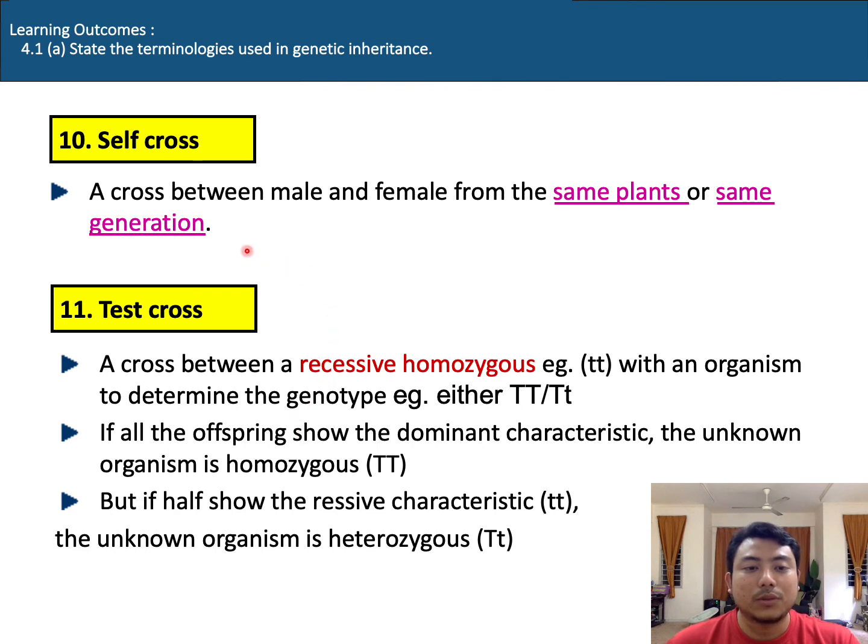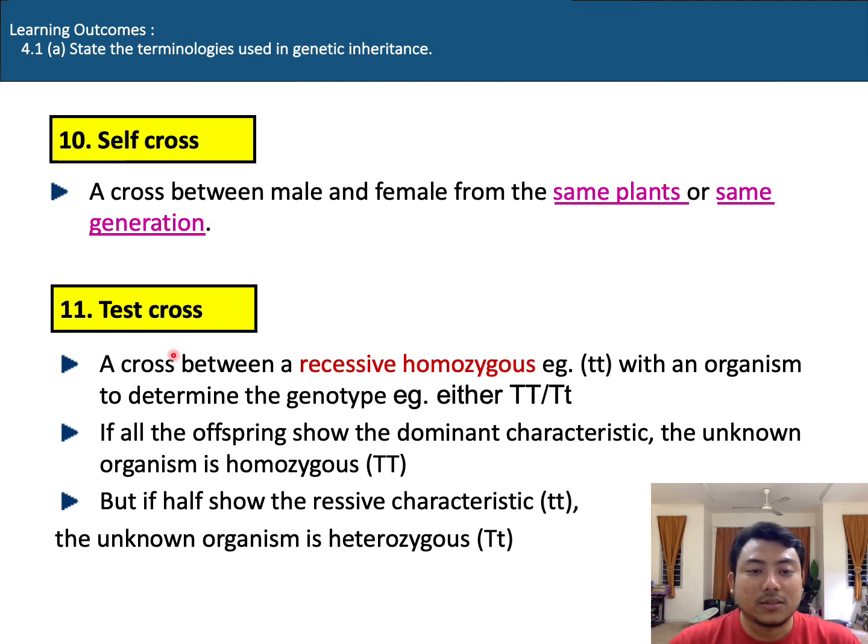Then we move on to this one, self-cross and test-cross. Nanti dekat dalam monohybrid cross, dalam dihybrid cross kita akan dengar perkataan ni. Self-cross maksudnya is a cross, maknanya kacukan antara male and female from the same plant, daripada pokok yang sama ataupun daripada same generation, maknanya daripada adik-beradik dia.